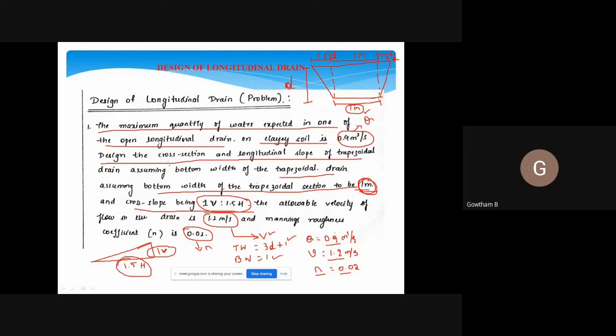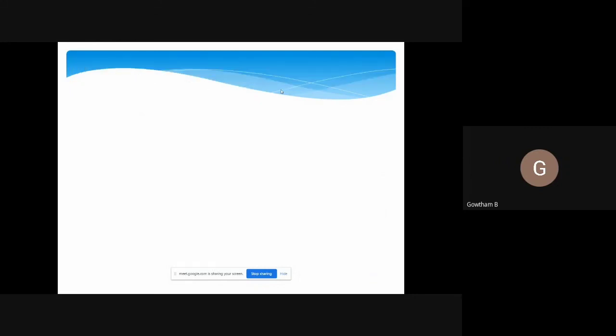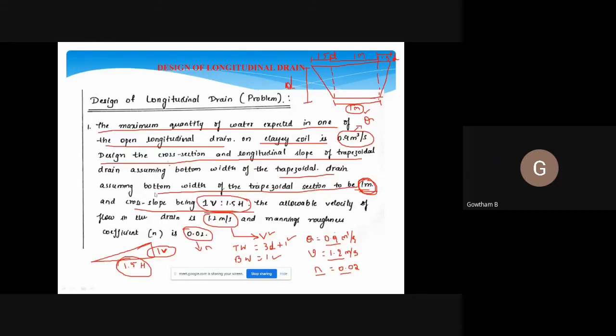Okay, now we'll move on to the next step. Step number 1 is the design of the cross section. I hope all of you know that design of the cross section means you have to calculate the depth requirement for the given data. D you need to calculate. You can see in this diagram, you need to calculate this D value. After getting the D value, you have to calculate the bed slope value, and that ends your design of the longitudinal drain.